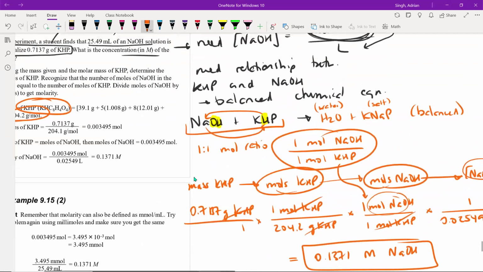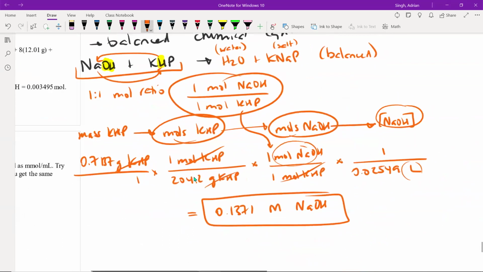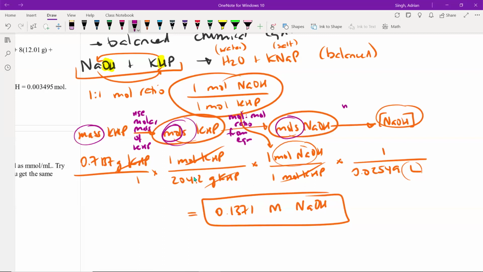NaOH. So we're putting together now in this standardization problem a few things we've used already. In the first step, we used the molar mass of KHP to go from grams to moles. Then we used the mole-to-mole ratio from the balanced equation to go from moles of one thing to moles of the other. And then we used the volume of NaOH to divide the moles by the volume to get my concentration.